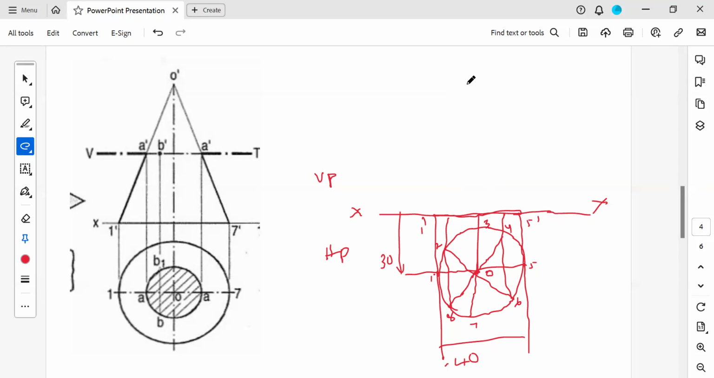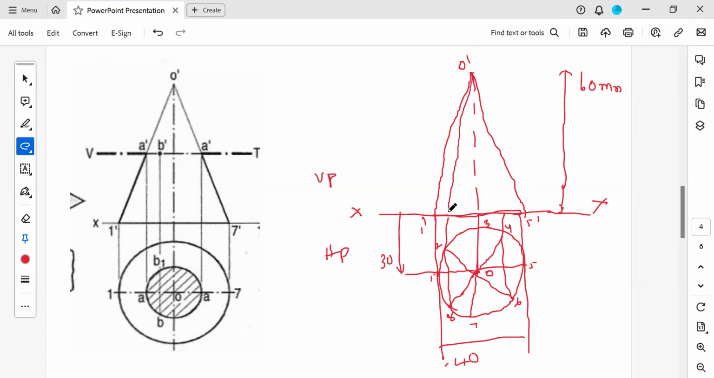Now the axis. You measure the distance from O dash; the axis height is given as 60 mm. It is given in the problem itself, 60 mm. Now you join O with the divisions, that is O dash 1 dash, O dash 5 dash. For the other divisions also, O dash 2 dash, O dash 8 dash, O dash 4 dash, like this you will get.